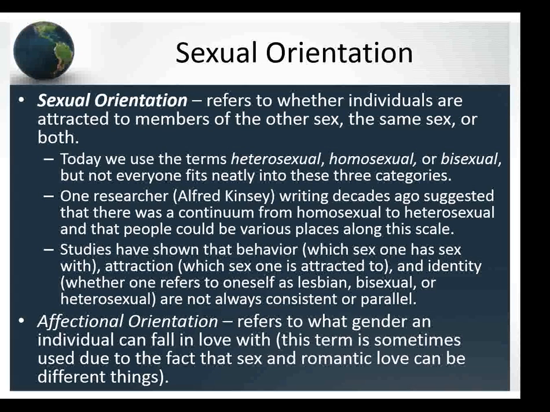And we've come up with sexual orientation, rather, is the behavior. Affectional orientation refers to what gender an individual can fall in love with. This is sometimes used to express the idea that love and sex are different things, and that you can fall in love with someone, or in this case, a gender, and not have sex with them. But you can also have sex with someone, or in this case, a gender, and not necessarily love them. It's the idea that our behavior doesn't always run parallel with our emotions, doesn't always run parallel with our identity. So it's the idea that these are separate things.